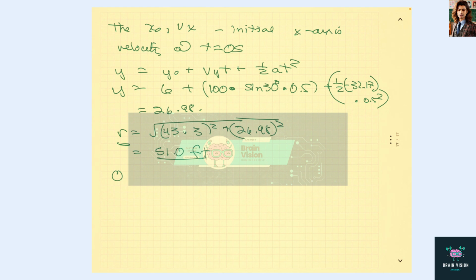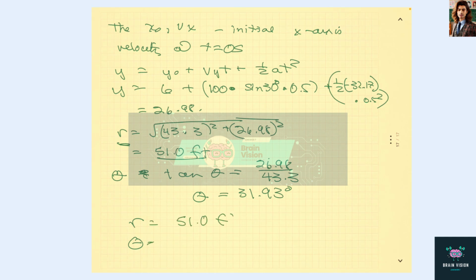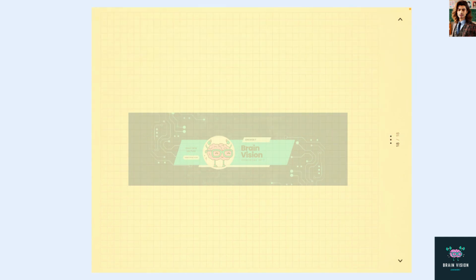Then the angle theta at this point: the tangent of theta will equal 26.98 divided by 43.3, and theta will equal 31.93 degrees. So that's my first set. So r and theta are 51 feet and 31.93 degrees. Now let's find our next value.